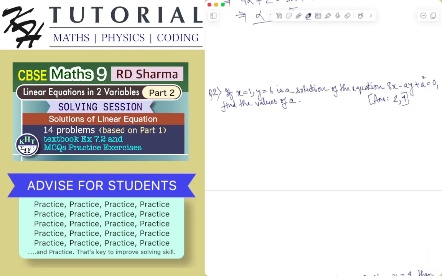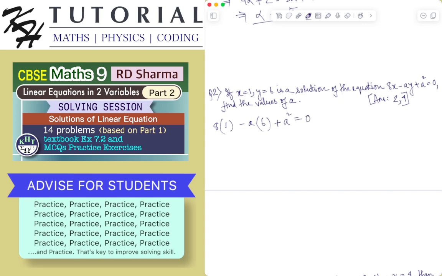If x equals 1 and y equals 6 is a solution of the equation 8x minus ay plus a square equals 0, find the value of a. We see in the given linear equation there is an unknown constant a. We have to find a, where we are given that x equals 1 and y equals 6 is the root of the equation. So it must satisfy the given linear equation. So we must have 8 multiplied by 1 minus a, for y we will put 6, and we have plus a square is equal to 0.